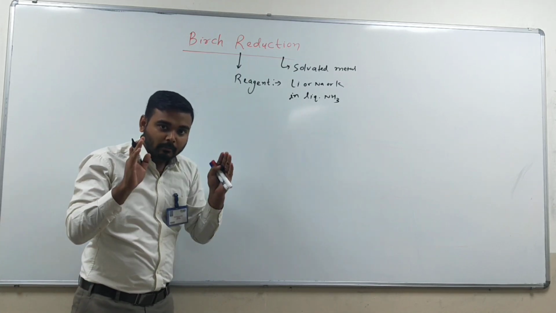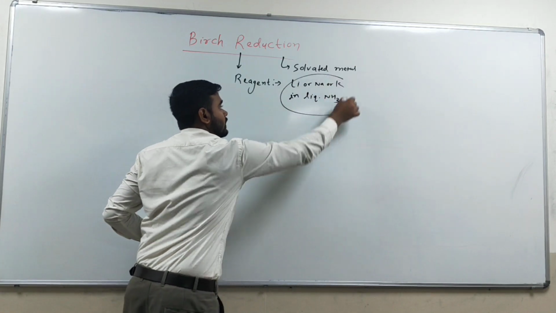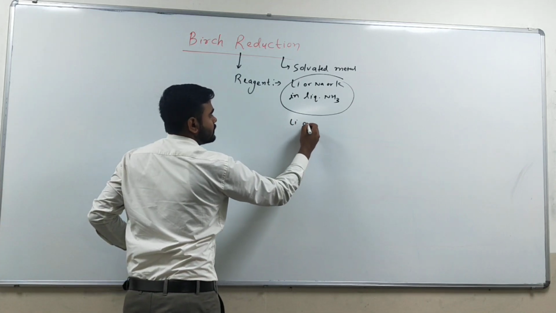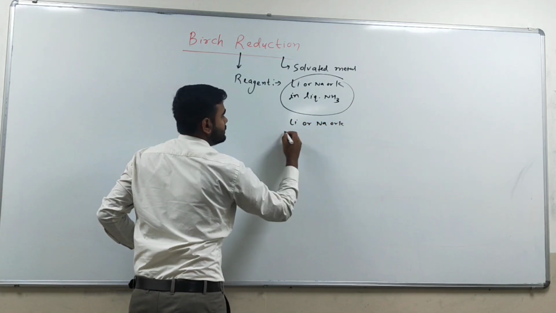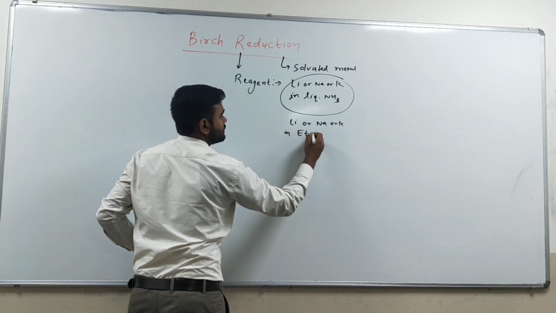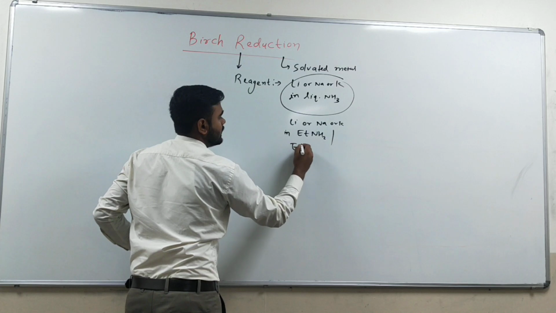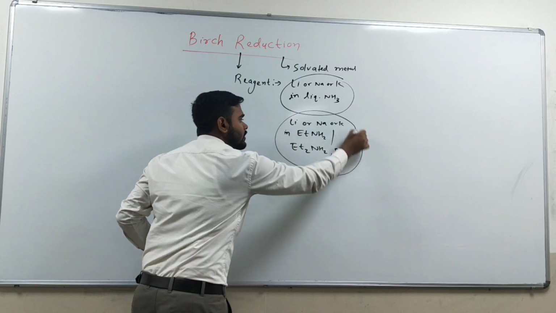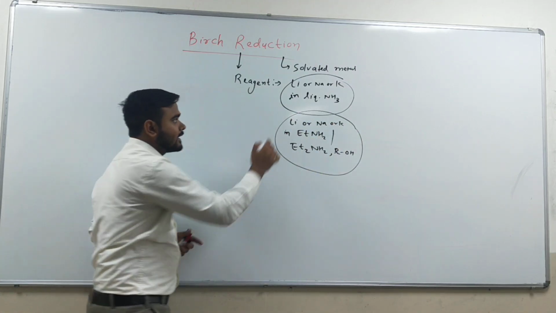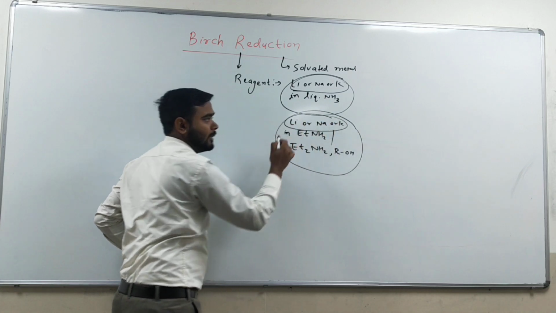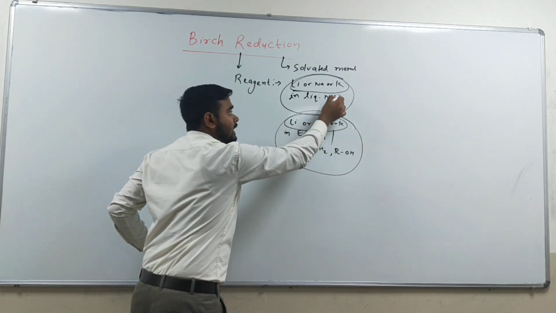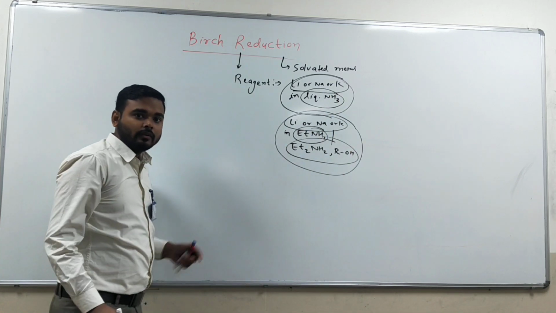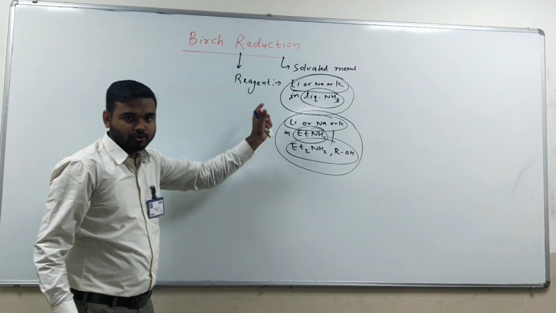Whenever Birch reduction comes to mind, this particular reagent should come to your mind. Sometimes you will find that we are also using lithium, sodium or potassium in ethylamine, or sometimes diethylamine or alcohol as well. I will tell you why we are using this particular reagent. Here we are taking an alkali metal, here also we are taking an alkali metal, but here I am dissolving the alkali metal in liquid ammonia, and here I am dissolving the alkali metal in this other solvent. We will see why. So first of all, keep the reagent in your mind.